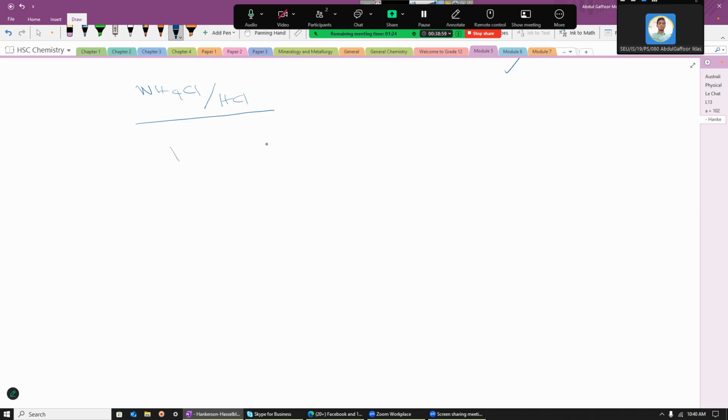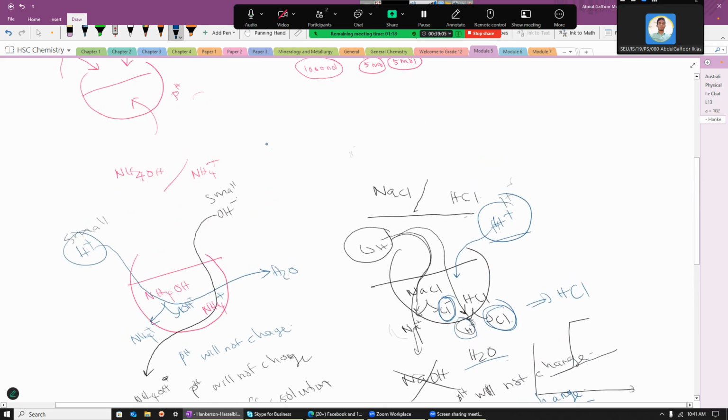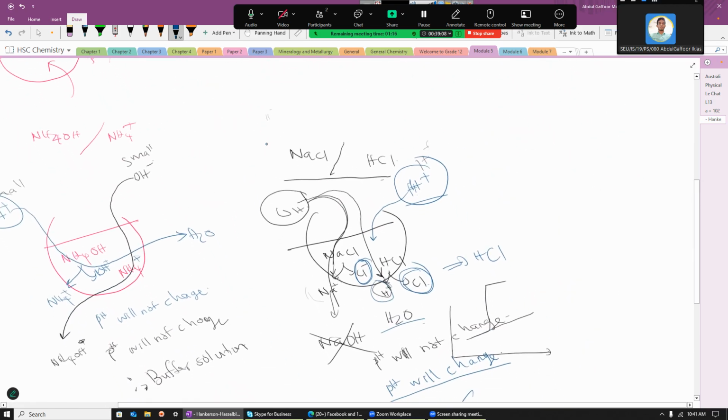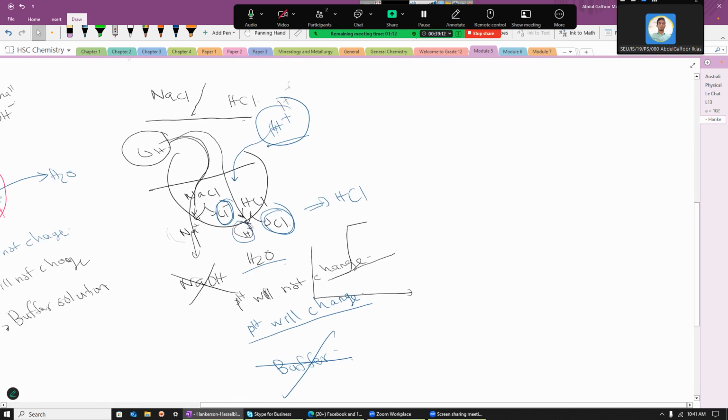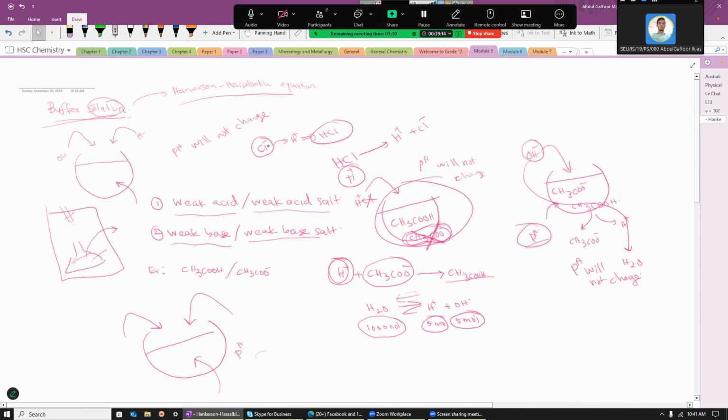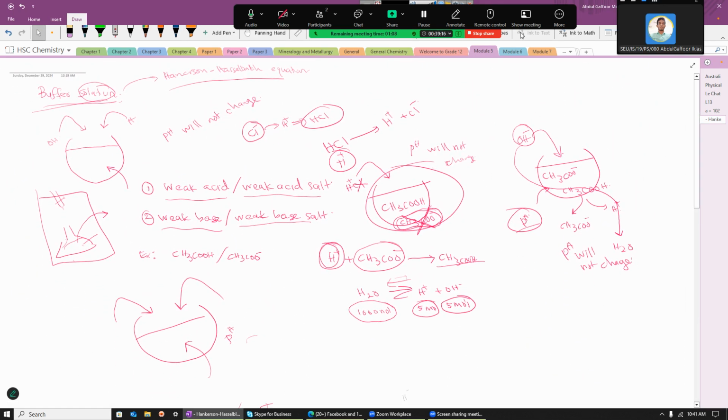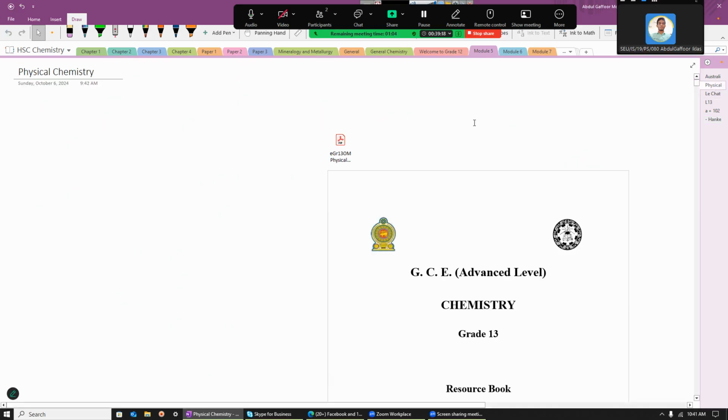So this is also not a buffer solution, right? This is also not a buffer solution. So this is how you have to comment on this. Okay. So for this kind of buffer solution, we can apply the Henderson-Hasselbalch equation, right? So now we will go for this titration.